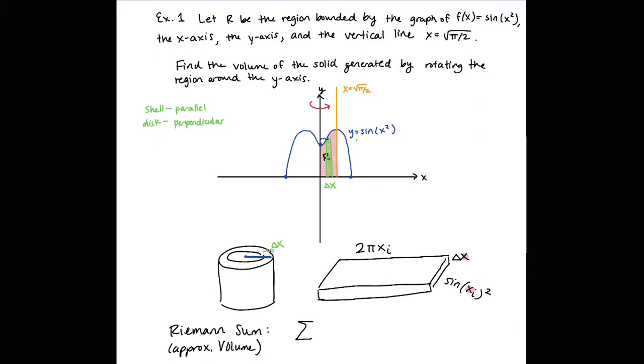So our Riemann sum is going to be, we're adding up the volume of each of these shells, 2 pi x sub i times sine of x sub i squared, and I should be careful, that parenthesis is supposed to be on the outside of the x sub i squared. And then delta x, and the i ranges from 0 to n minus 1, where n equals the number of shells.